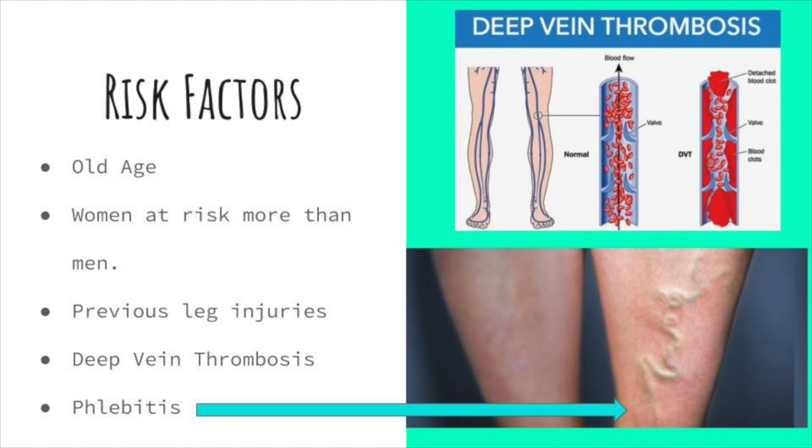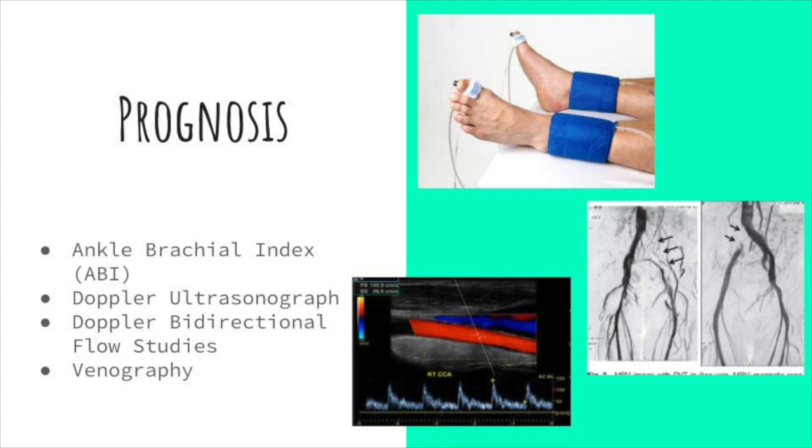Let's talk about the common risk factors that can lead to venous ulcers. Higher risk factors include old age, previous leg injuries, deep venous thrombosis or blood clots in the legs, and phlebitis, which is an inflammation of a vein, again usually in the lower extremities. Venous ulcers are also more common in women than men. Diagnostic studies used to investigate venous ulcers include the ankle brachial index, Doppler ultrasonography, Doppler bidirectional flow studies, and venography.